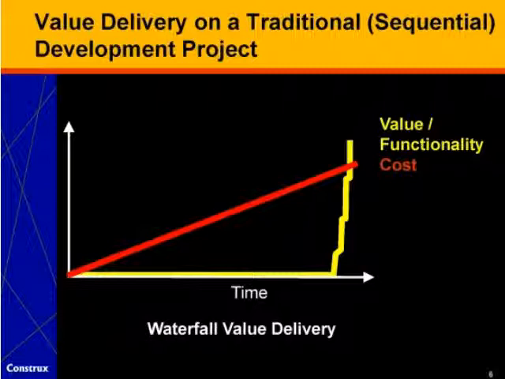In a waterfall project where you do all of your requirements work up front, then all of your architecture work, then all of your detailed design work, and then all of your construction work, you may not deliver any actual working software until very close to the end of the project, which means you could be 90% of the way through the project. You may have incurred 90% of the cost, and you may at that point actually have 0% of the value to show. And so the value delivery really did not follow the cost incurral very well over the course of a project.